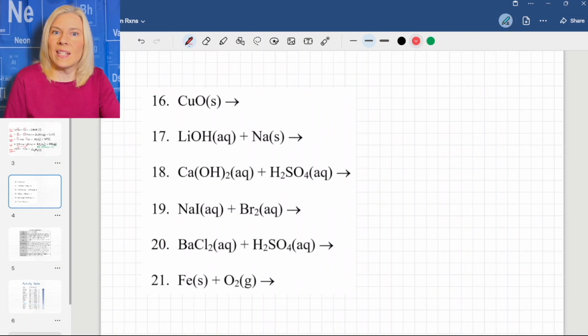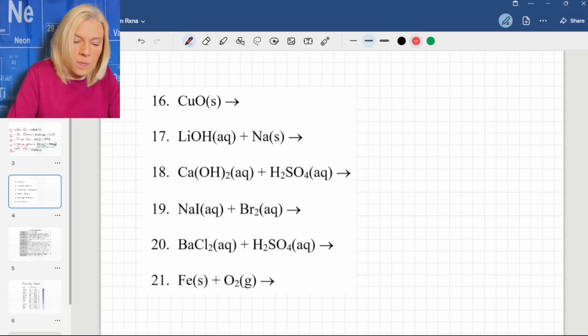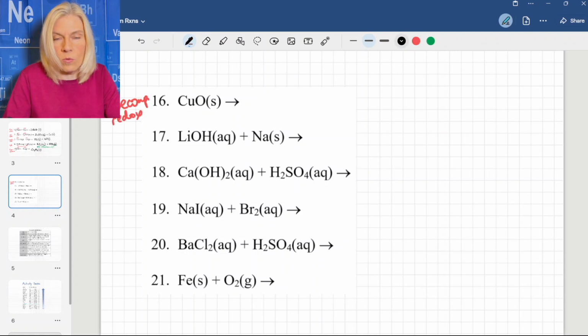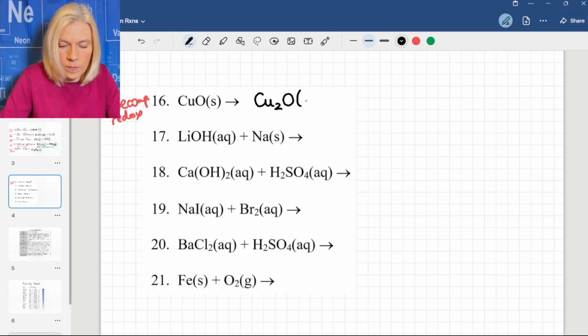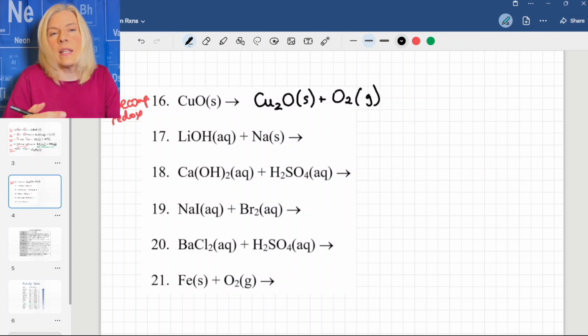Last page, are you ready? Are you ready for the last page? We have copper 2 oxide, and it's the same thing when we had lead 4 oxide, right? So this is our decomposition reaction. It is redox. And first we're going to form copper 1 oxide and oxygen gas. Yes. So again, let's go through it, then we will decide quickly what's redox, what's not.